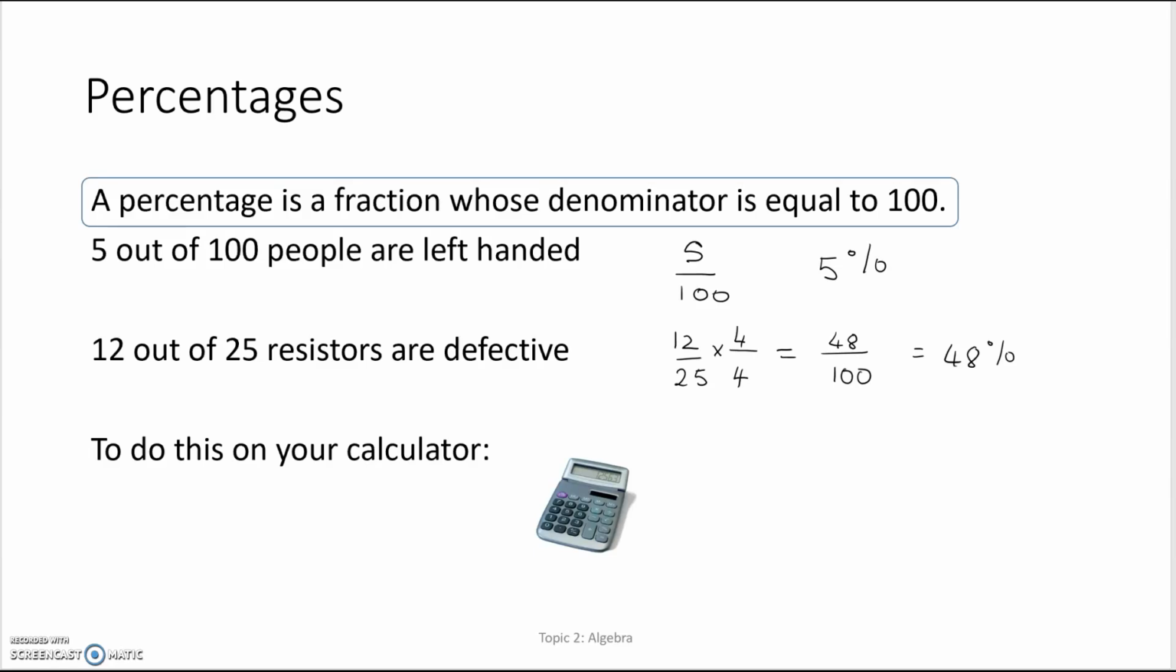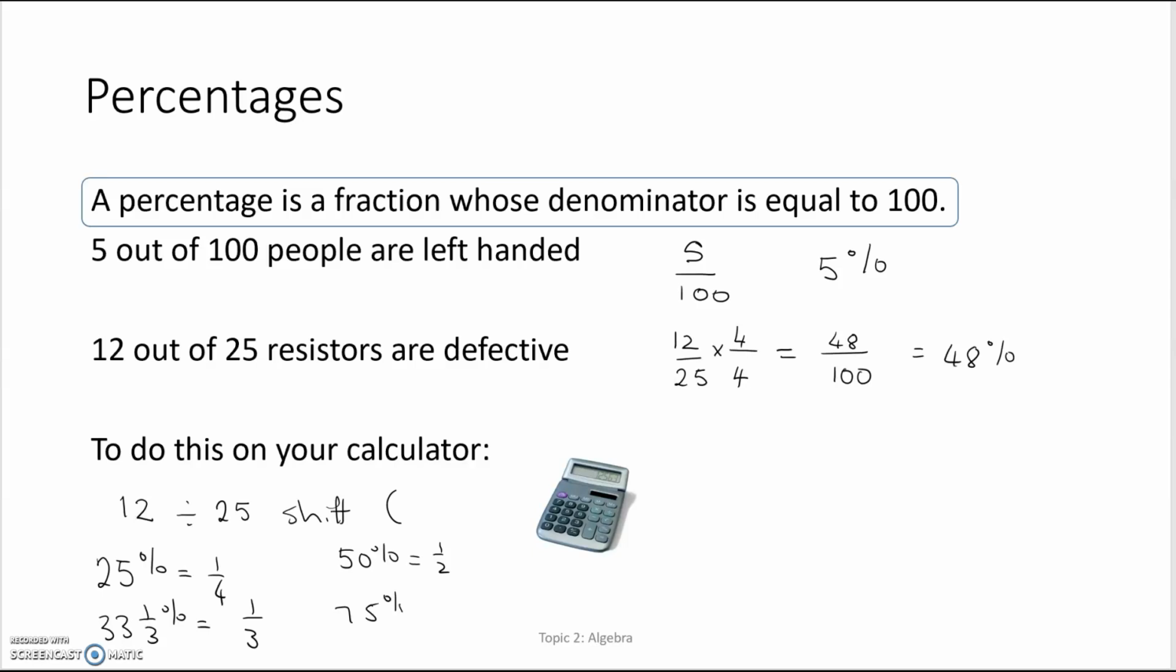We could do this on the calculator, so we'd probably type 12 divide 25, then shift, and then the right bracket. Now, it's a good idea to remember some of the common percentages. It's a good idea to remember that 25% is a quarter, or 33 1/3% is a third. 50% is a half. 75%, that's another good one to remember, that is 3/4. So if you just remember them, it means you don't have to work them out each time.